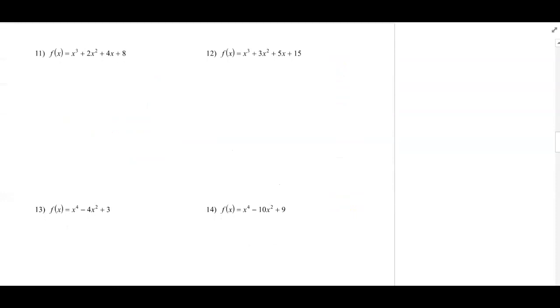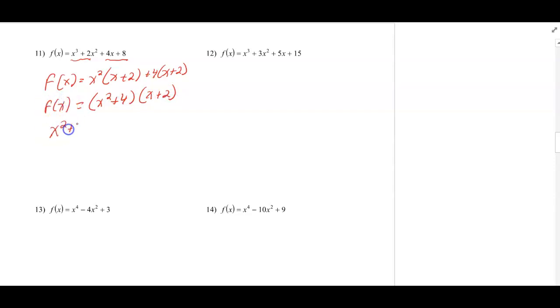Number 11. If you take a look at number 11, I believe we still can factor by grouping. So f of x, factor out the x squared. So x plus 2. And you can factor out the 4. x plus 2. So x squared plus 4, x plus 2.